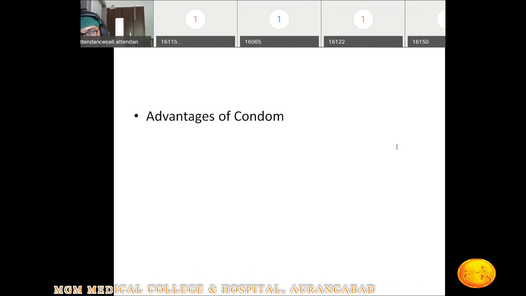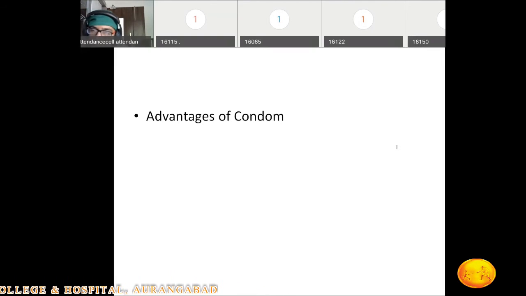Tell me one condition where barrier method is used as an additional contraception. Do you think two contraceptions are used at one time? Name some condition where both contraceptions are used. One is post vasectomy. Very correct. Why?